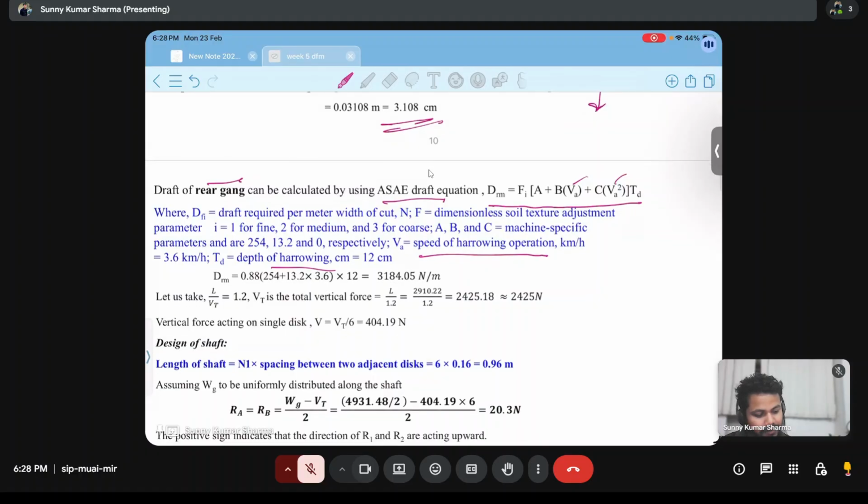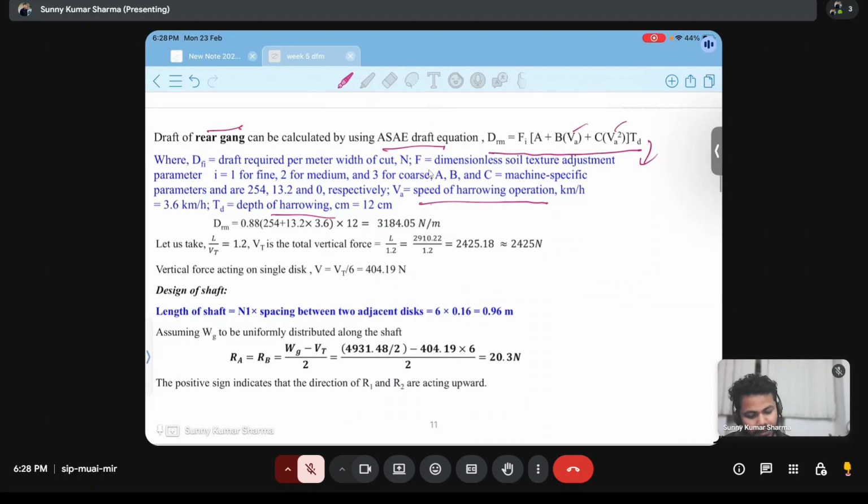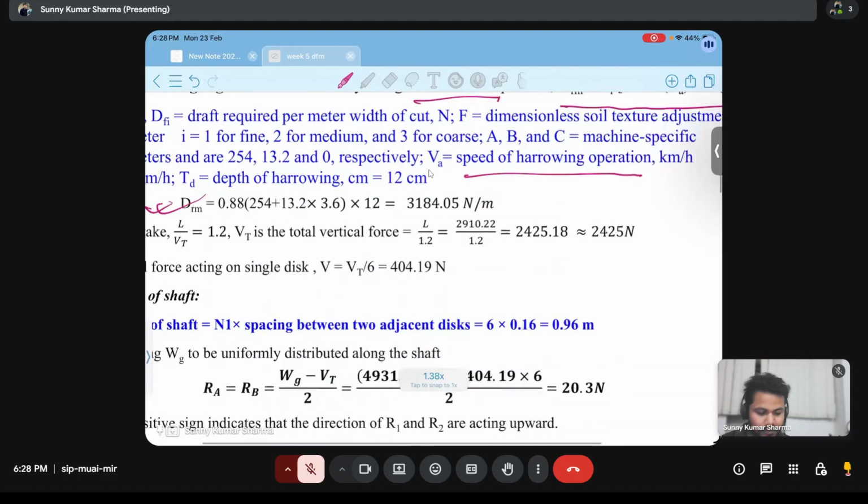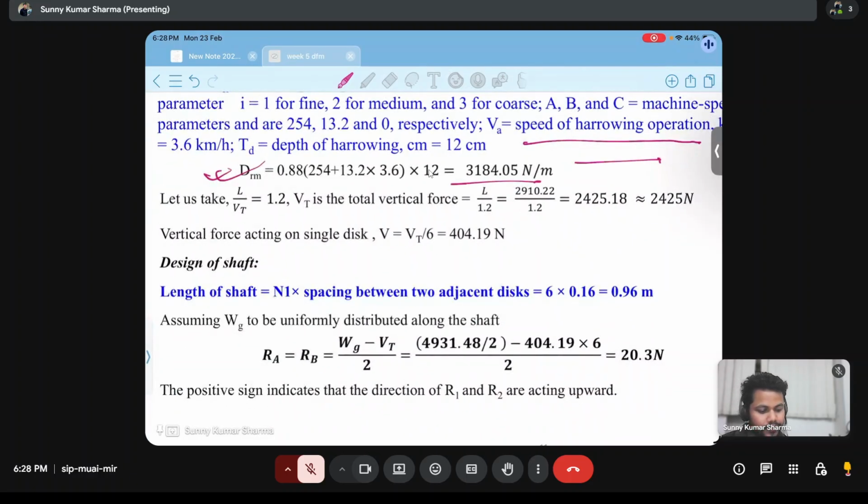So every time we will take care of the dimension, we will take care of the units, and we can get the draft value. So we will put all those values here, and we can see that the draft is coming as 3184 Newton per meter. So this is per meter, and the total width we know. So we will multiply that meter into this Newton per meter, and we will get the draft. Again, we have L by V T as 1.2. From here, the V value will come as 2425 Newton.